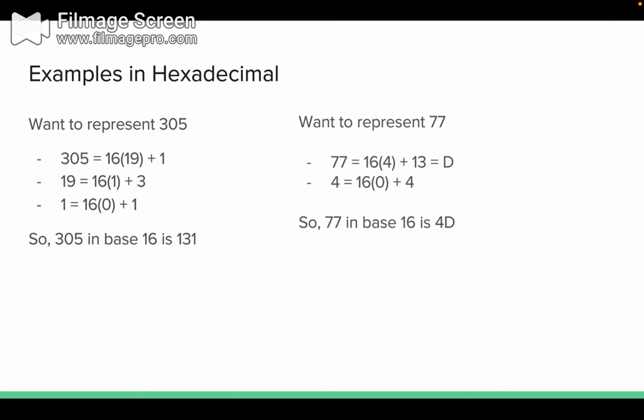So just to prove that this algorithm works with any base number, here we have the representation of 305 converted into hex. We have our remainders here, which are 131. So 305 in base 16 is 131. And then we have 77. So here we have our remainders. 13 corresponds to D in hex. So we have D4, or 4D actually, right to left.